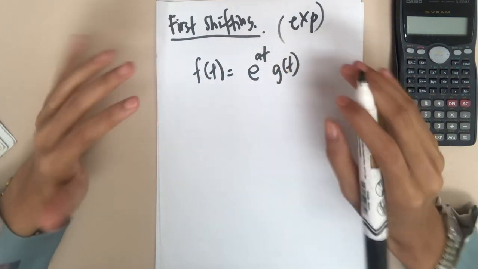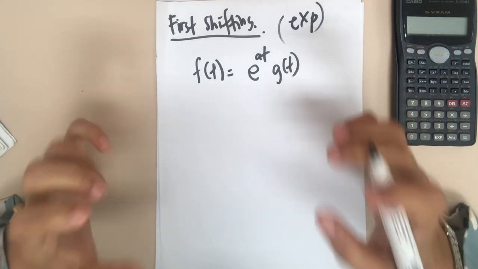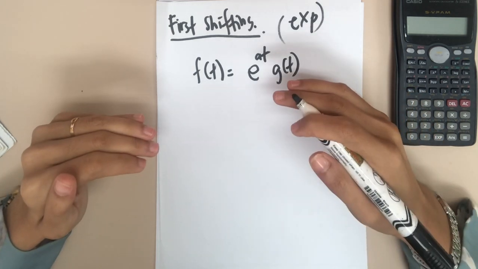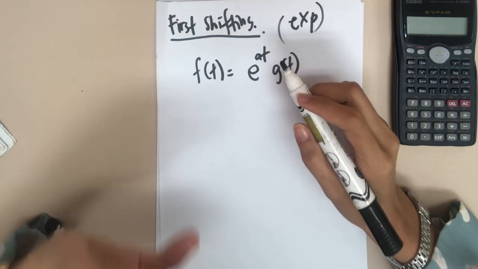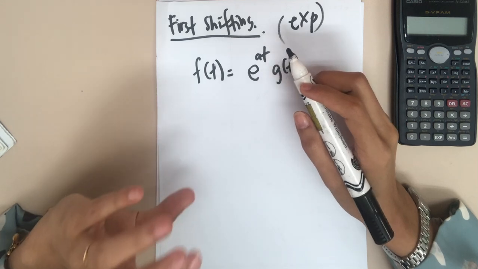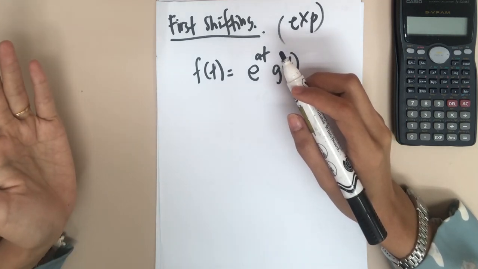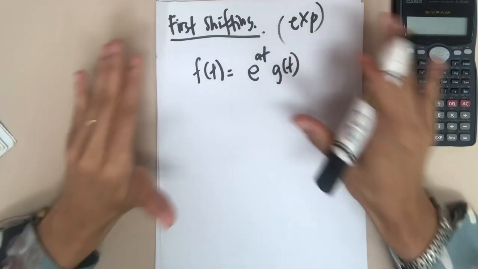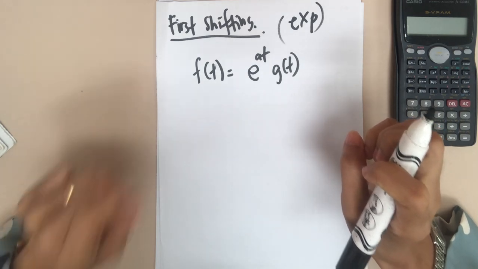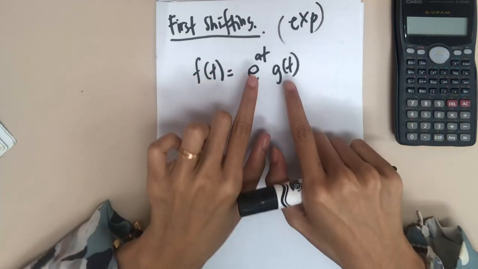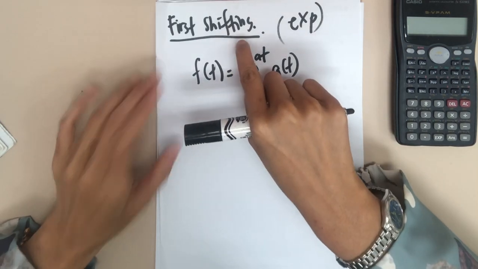I just want to highlight here that when you get a function with an exponential multiplication, not just an exponential, that means there are two things being multiplied. If it is just an exponential, you can directly use the table without any properties. But when it is an exponential multiplication, you will use the first shifting.